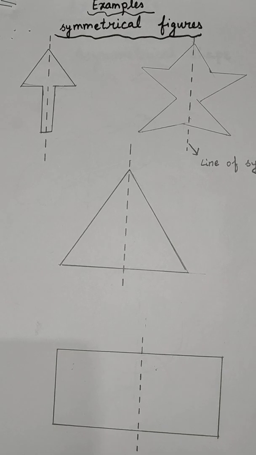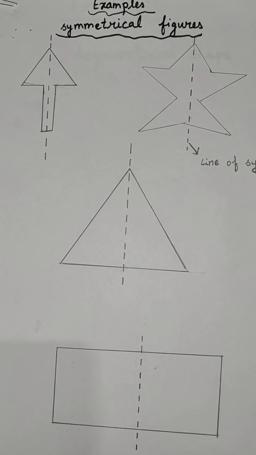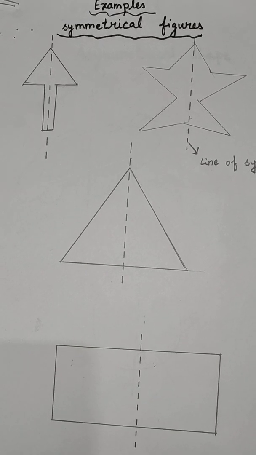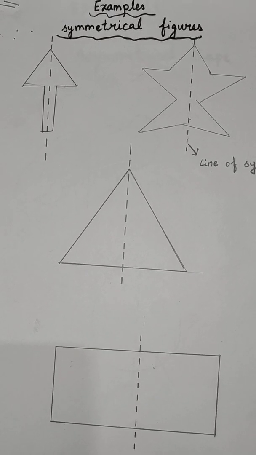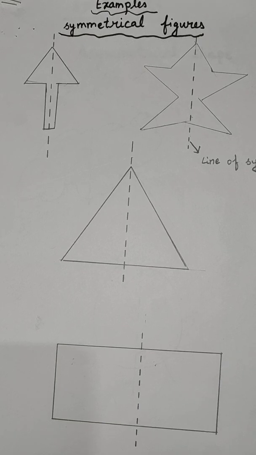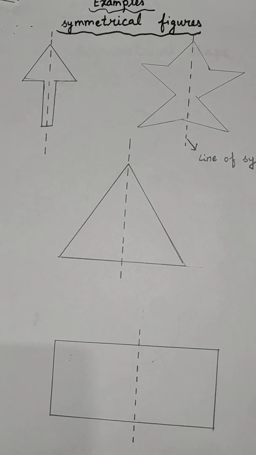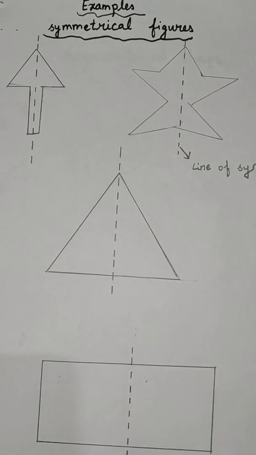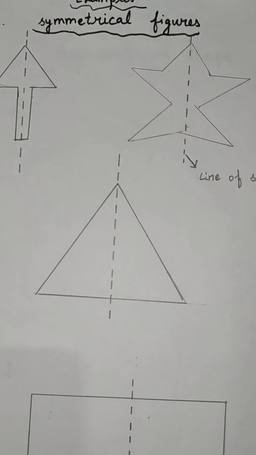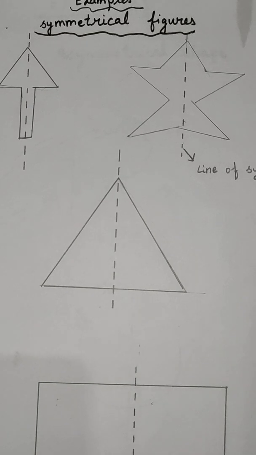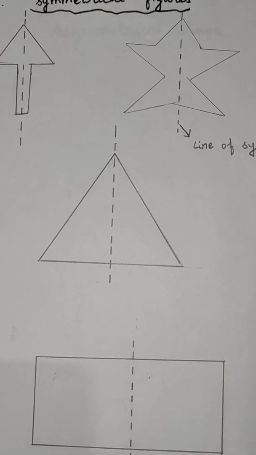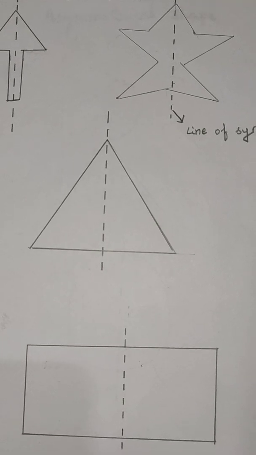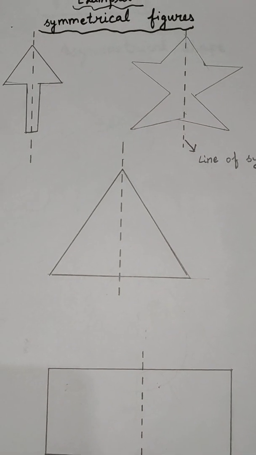Now symmetrical figures. As you can see, if we draw the line, this dotted line is called the line of symmetry. If we draw the dotted line so that the figure is divided equally into 2 parts, it is called a symmetrical figure. You can see that if we fold it, both the parts are equal. So it is called a symmetrical figure.